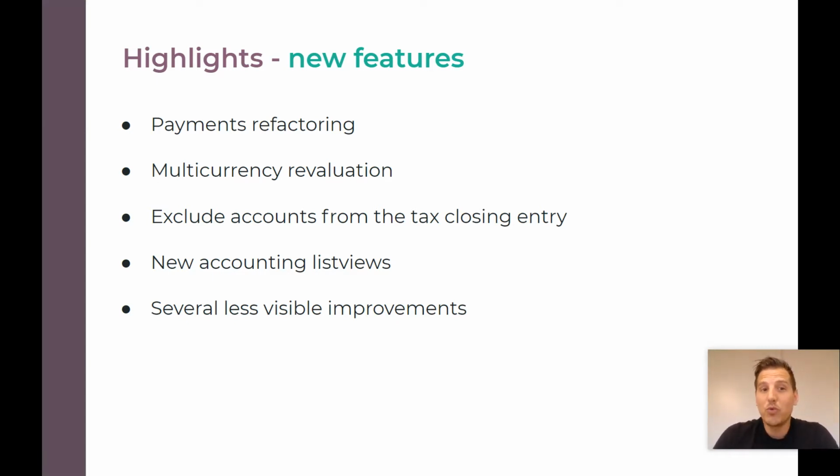Another one that is quite big as well is finally the multi-currency revaluation that landed in Odoo. We will also discuss how you can now exclude accounts from the automatic tax closing entry. We will see the new beautiful list views only for accounting. They will be everywhere in Odoo, but we're going to see what's new for accounting. And we're going to discuss several less visible improvements that are also worth talking about. Of course, there are a lot of other features that will not be discussed today, but they are less visible and maybe less important to discuss as highlights.